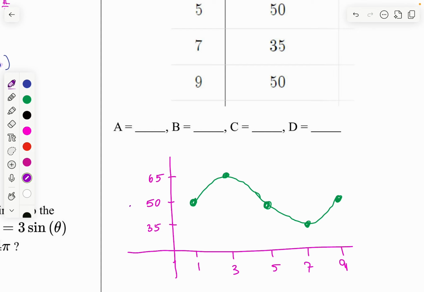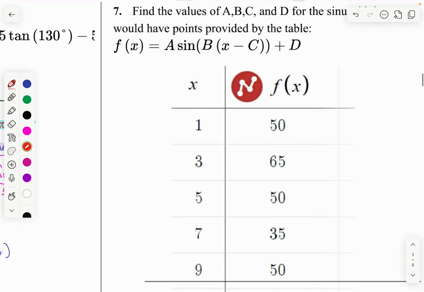So then the midline must be right here in the middle. That's our vertical shift, so that's clearly 50. A is our amplitude, and A could be positive or negative, so the absolute value of A is the amplitude. That distance there is 15. If we want a straight up positive sine graph, then we should let A be positive 15.